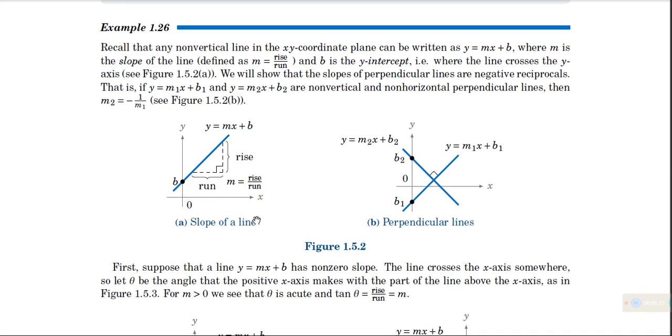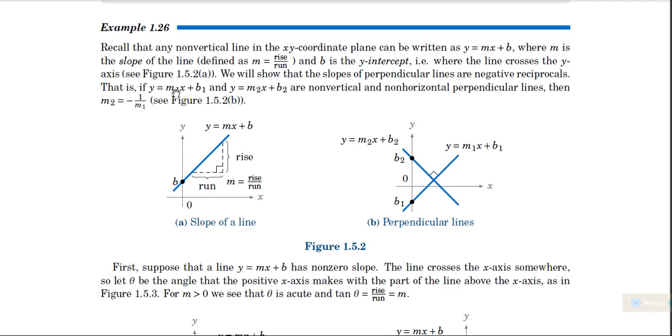So recall that any non-vertical line in the xy coordinate plane can be written as y is equal to mx plus b. This is the slope-intercept form of the linear equation, where m is our slope and the line defined by m is the rise over run of your line, and b is the y-intercept or siya yung dadaanan sa y-axis ng linya, where the line crosses the y-axis. So we will show that the slopes of perpendicular lines are negative reciprocals.